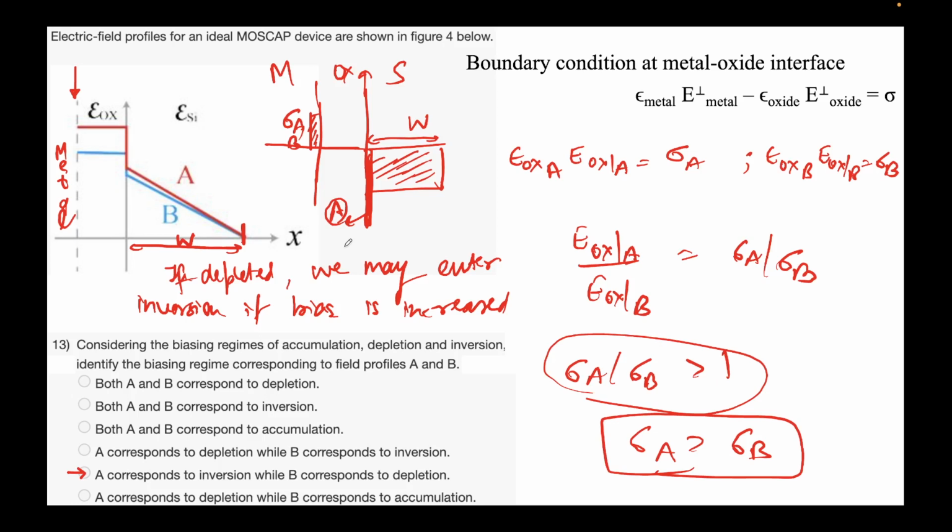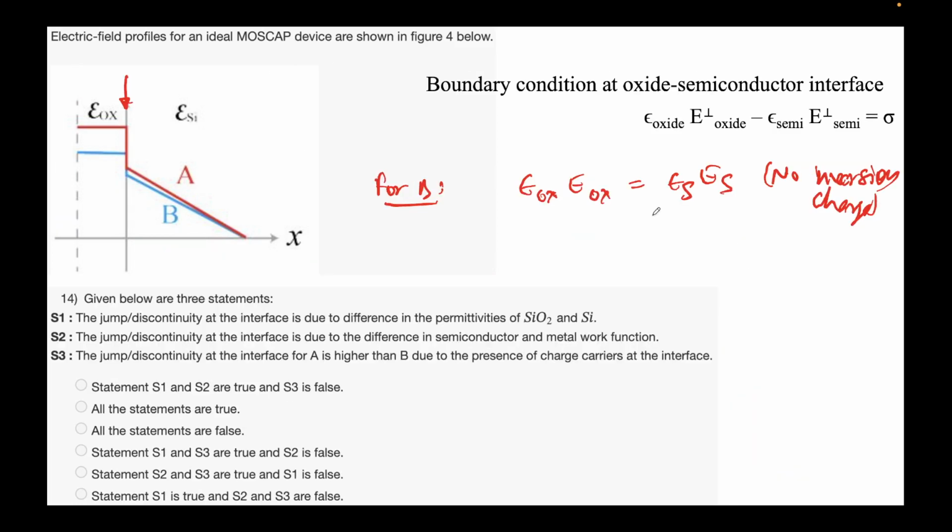The jump is there, just assume for the case of B. So I'll write this for B. For B, epsilon oxide E oxide should be equal to epsilon semiconductor E semiconductor, correct? Because it's in depletion, no inversion charge. So sigma is 0 here. Okay, so why will there be a jump? So you can see, we saw that the electric field in silicon will be the electric field in oxide times epsilon oxide by epsilon silicon.